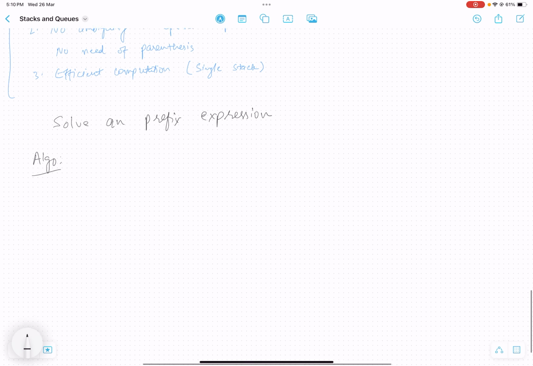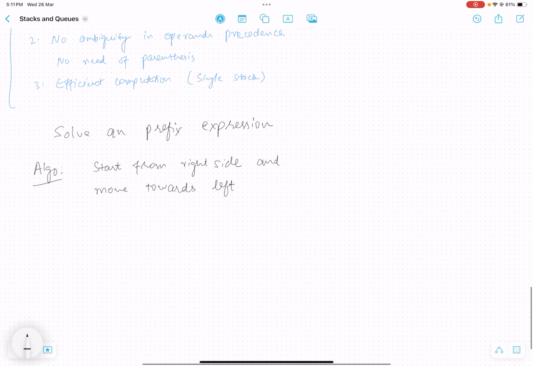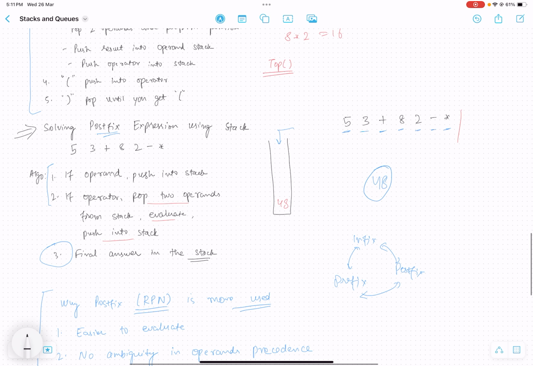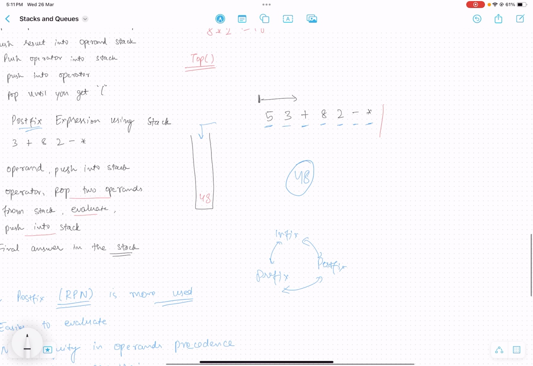And that first difference is we need to start from the right side and move towards the left. So in the solving of postfix expression, we started from here and we moved in this direction. Right? So we started from the left side and moved toward the right-hand side.